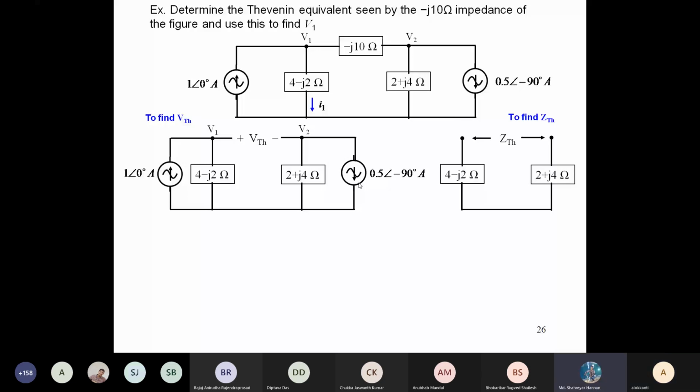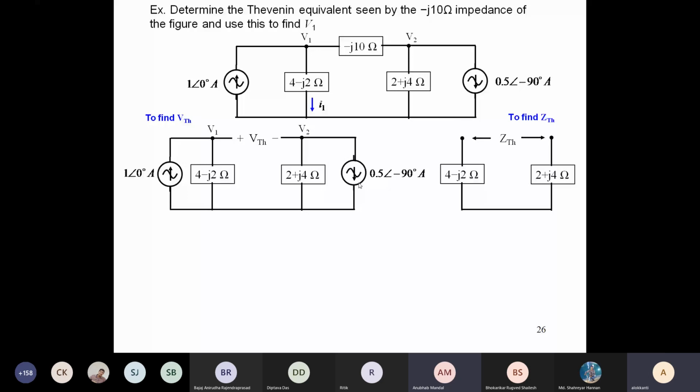VTH is equal to 6.7 angle minus 26.56. Tell me in the A plus JB form. 6 minus 3J. And 8 minus 4J, plus 2J. So 6 minus 3J.